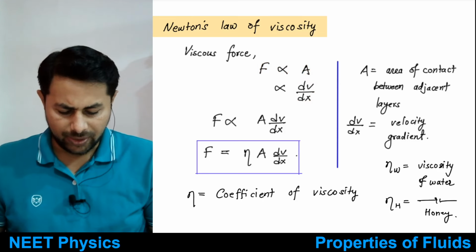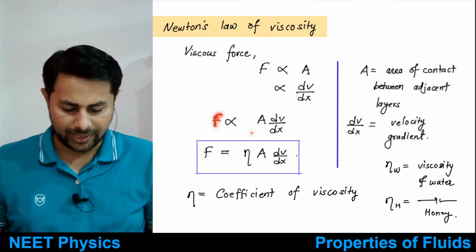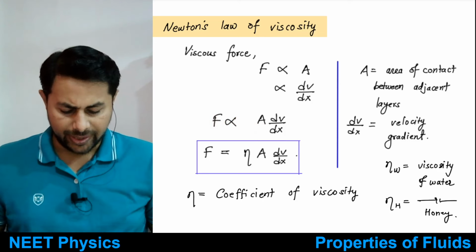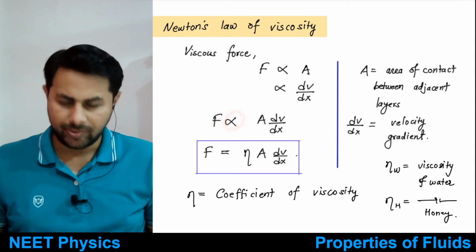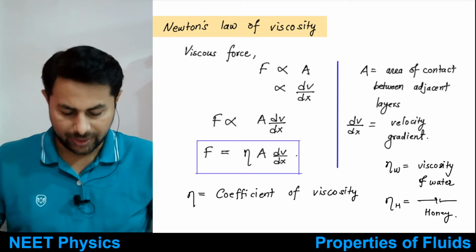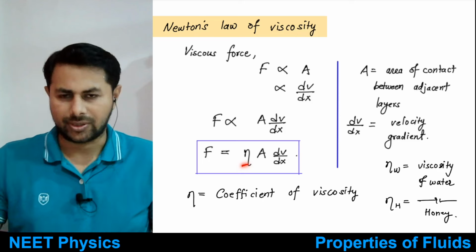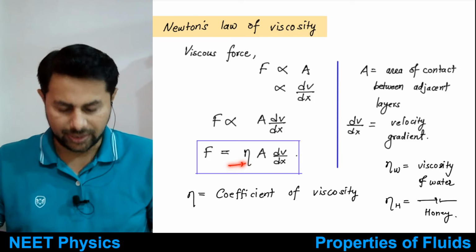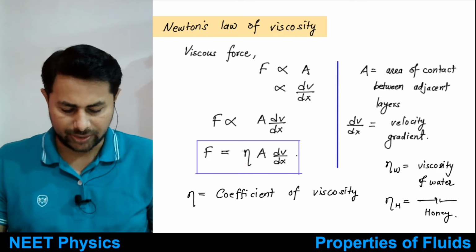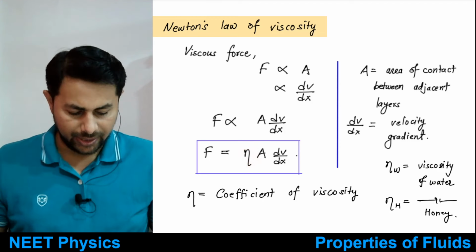Then if you combine these two, what do you get? You get A times dv by dx. So the viscous force is proportional to A times dv by dx, and if you remove the proportionality sign and put an equality sign, a constant will enter. The constant here is known as the coefficient of viscosity. It's denoted by the letter eta.